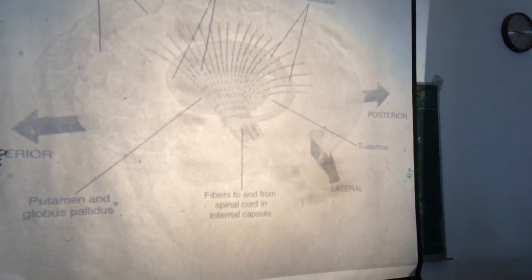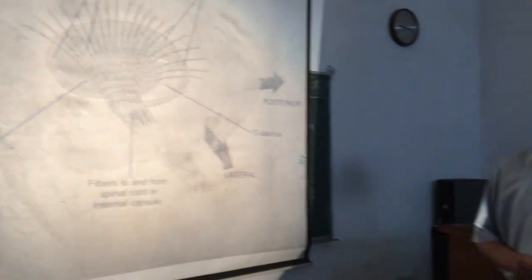Bismillahirrahmanirrahim. Today I will discuss basal ganglia or basal nuclei. Basal ganglia are masses of grey matter in the white matter of each cerebral hemisphere. So these are masses of grey matter present in the white matter of each cerebral hemisphere.